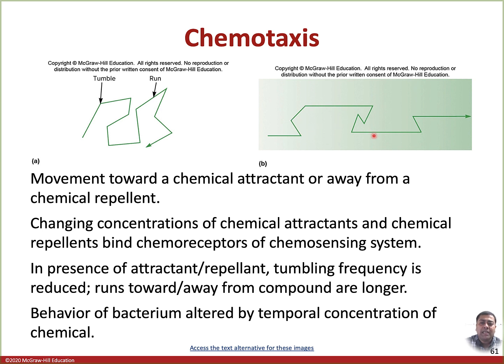But what you can see here is that when a chemical is present in a gradient, if it's an attractant, the random movements actually slow down, and they travel in a straight direction for a longer period of time. So the tumbling frequency is reduced, and runs towards the compound are longer. This behavior of the bacteria is altered by the temporal concentration of the chemical as well.